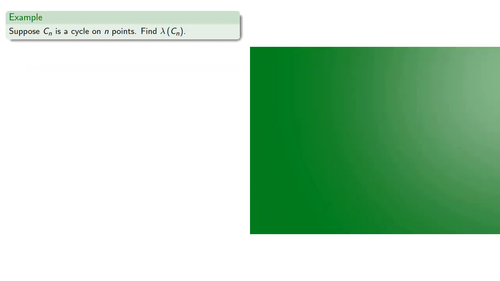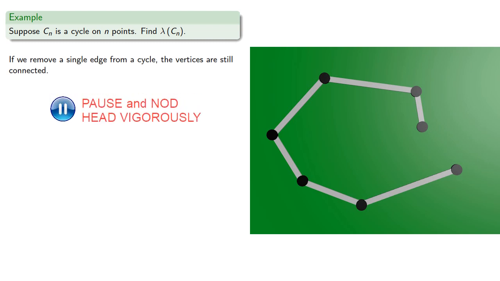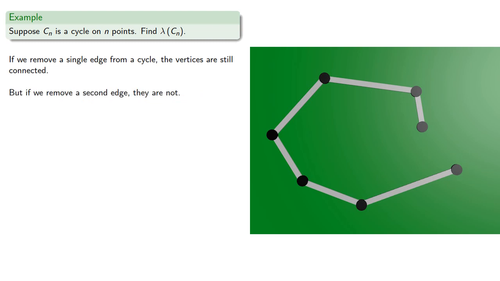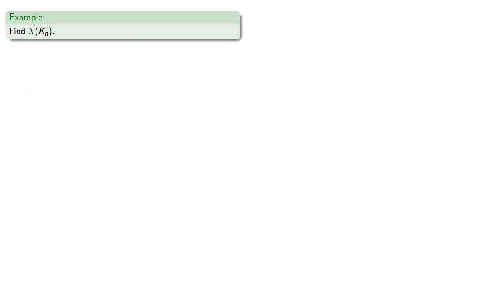What if we have a cycle? If we remove a single edge from a cycle, the vertices are still connected. But if we remove a second edge, they are not. So lambda Cn is 2. How about a complete graph?